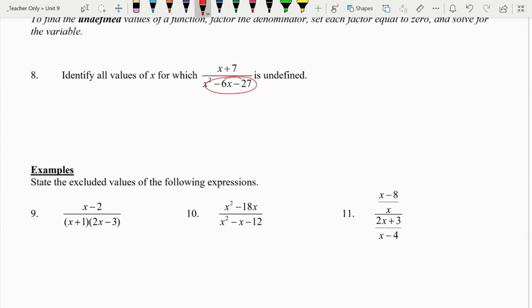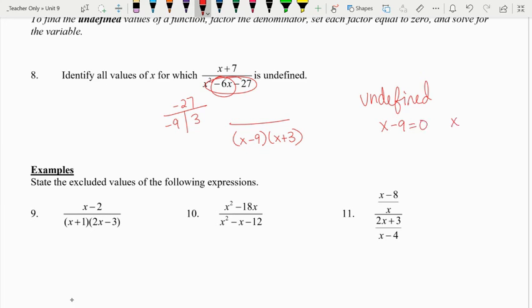look at our denominator and try to factor it. If we t-chart this, first times last is negative 27, and we would have negative 9 and positive 3 to add up to negative 6. So our denominator would be x minus 9 and x plus 3. So my undefined terms would be where x minus 9 equals 0 and where x plus 3 equals 0. In other words, x cannot equal 9 or negative 3. Because if they equaled 9 or negative 3, this would then be a 0, which would make this undefined.